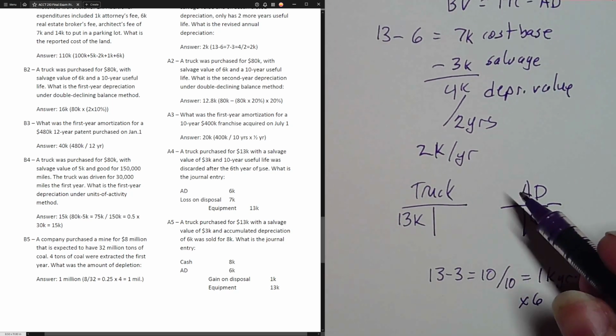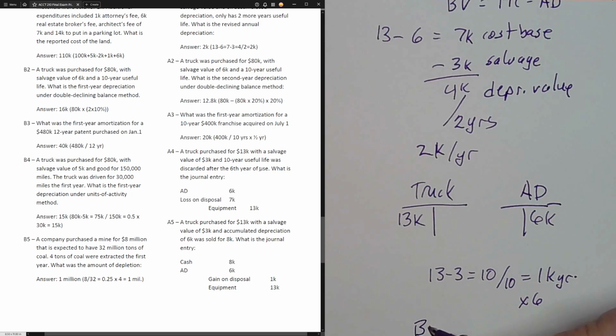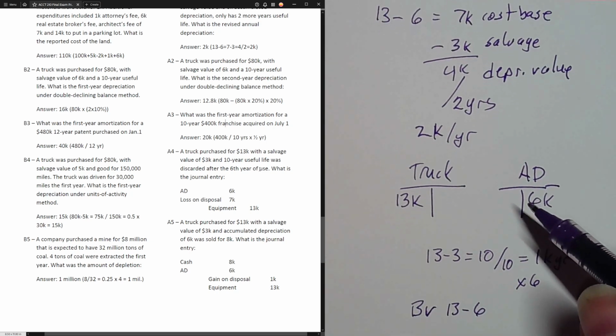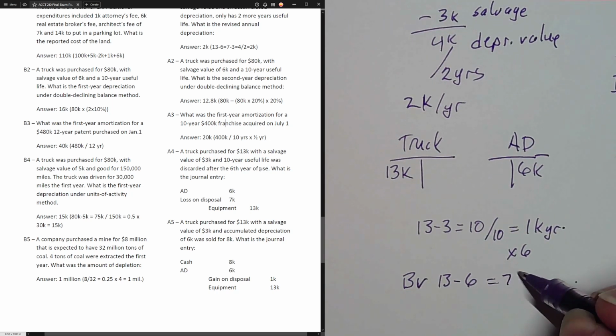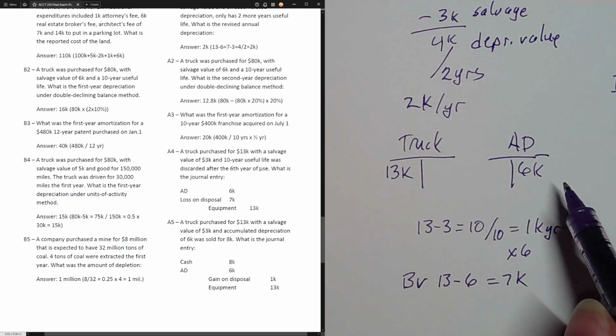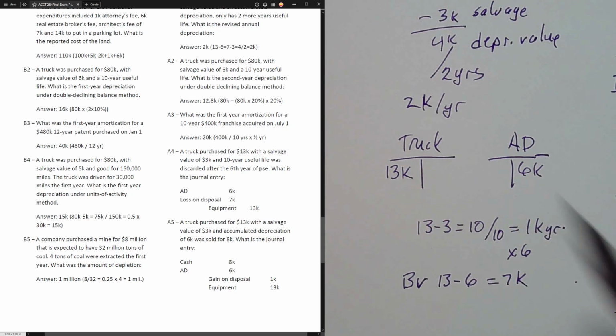And so the book value would be 13 minus 6, or $7,000. But what we're doing is we're apparently, for whatever reason, we thought it was going to last 10 years, but for whatever reason, it's complete junk now, and we're just throwing it away. We can't even sell it for cash. So what do we need to do?